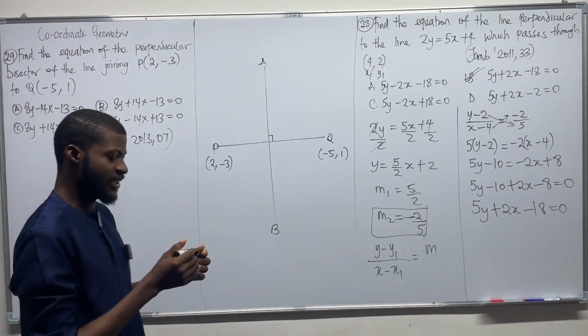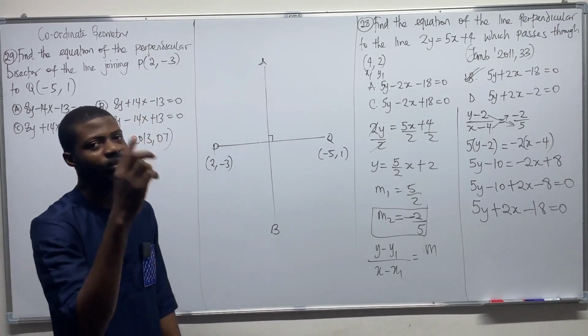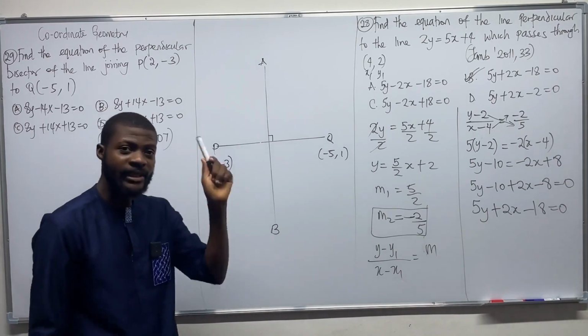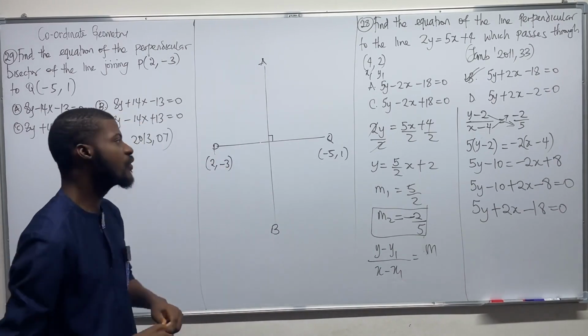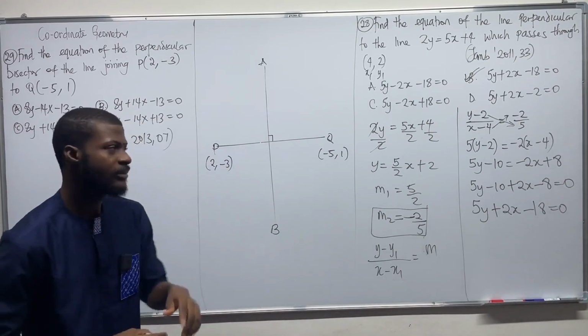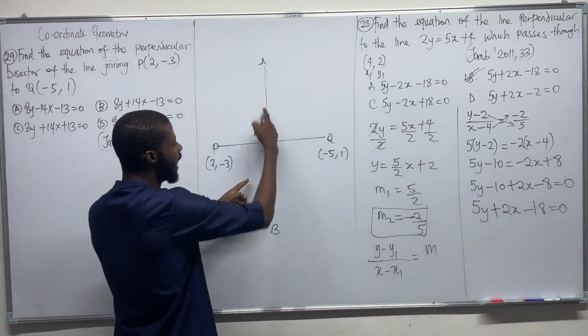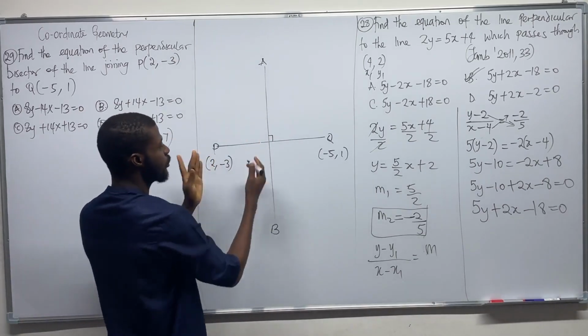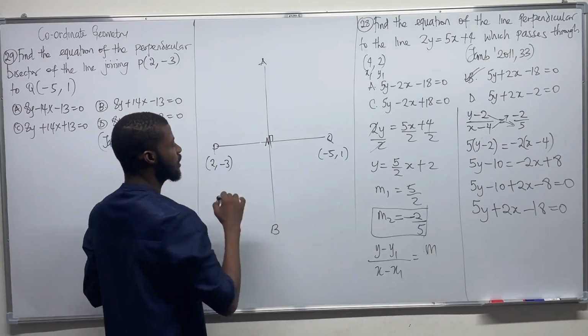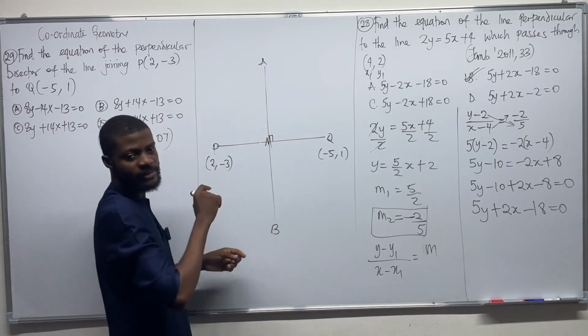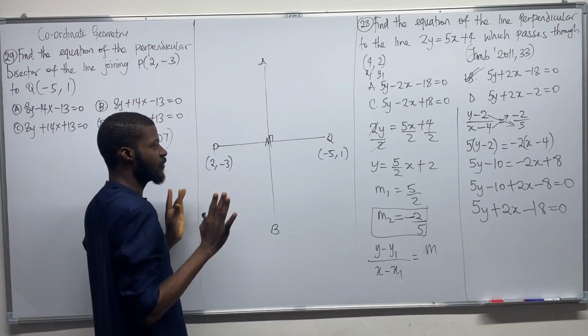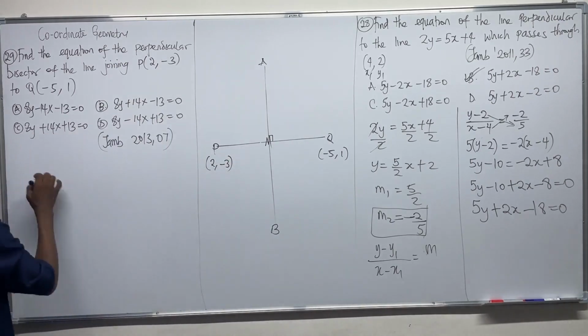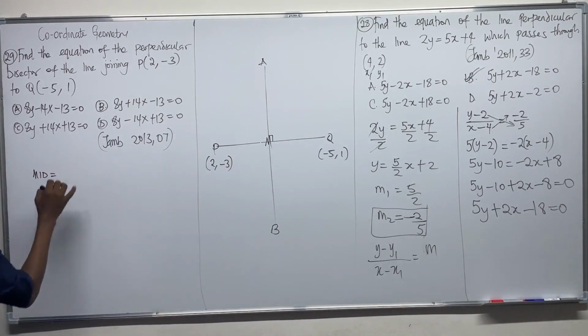Now the first thing is this. To find any equation, we need 2 things. We need a point and we need the gradient. So first of all, finding the point is very easy. Why is it very easy? This line is split, so it's divided into 2 parts. So we need to find the midpoint. So the point is the midpoint. The midpoint is the easy part for us to find. So let's find the midpoint.